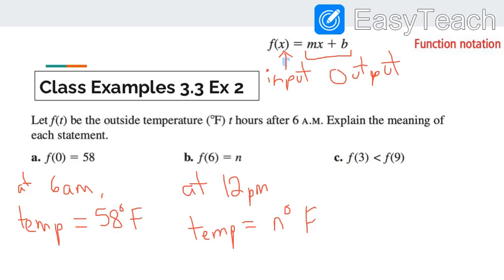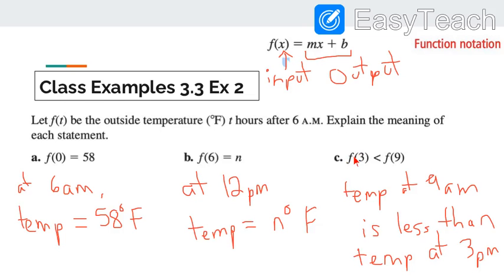For the last one, it says that the temperature at 3 hours after 6 is less than the temperature at 9 hours after 6 a.m. Meaning that the temp at 9 a.m. is going to be less than the temp at 3 p.m. This is pretty normal.